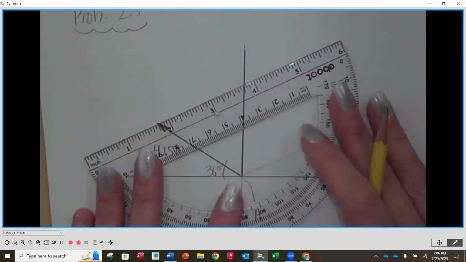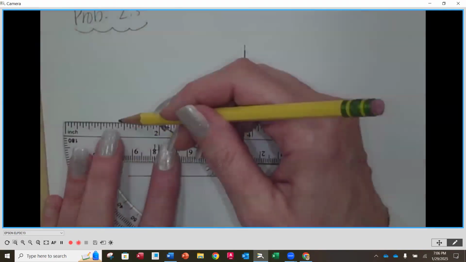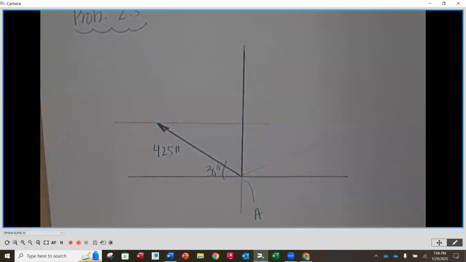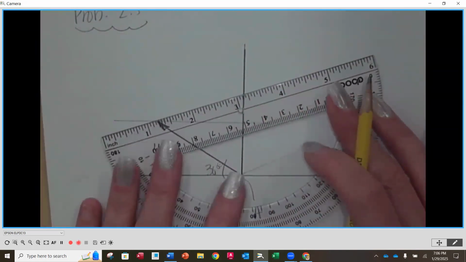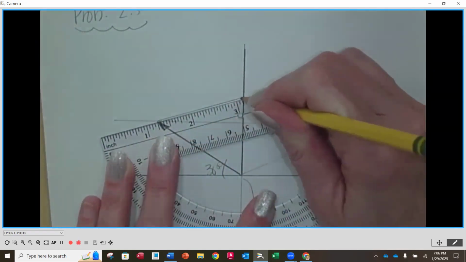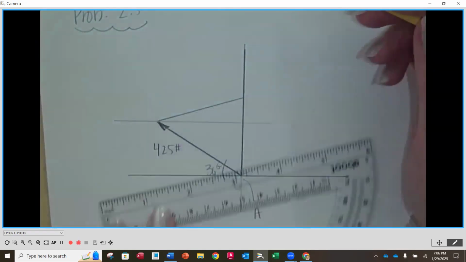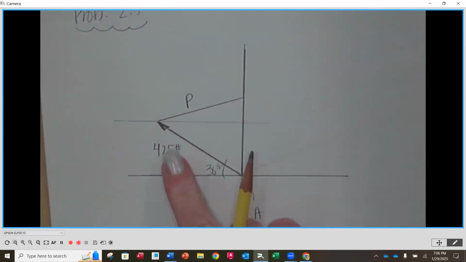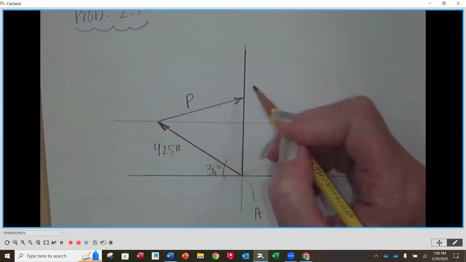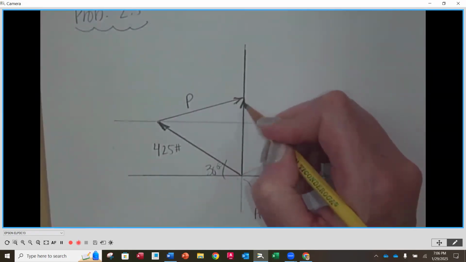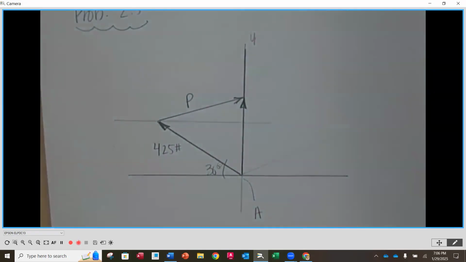Because we want to find the resultant, if I put another horizontal line through here, just as a reference, my P is going to be 20 degrees off of this. You kind of see what's happening here? So now the tail of P is going to be at the tip of the 425. And then where it intersects with the vertical is going to be where my resultant ends. Does that make sense to everybody?